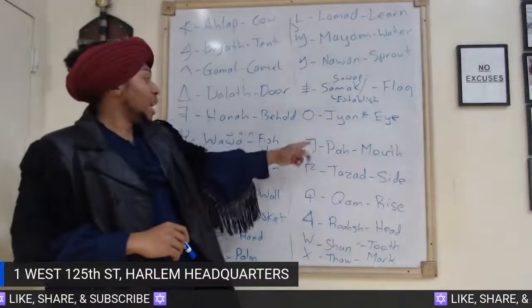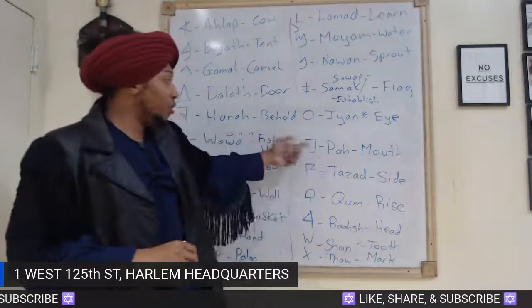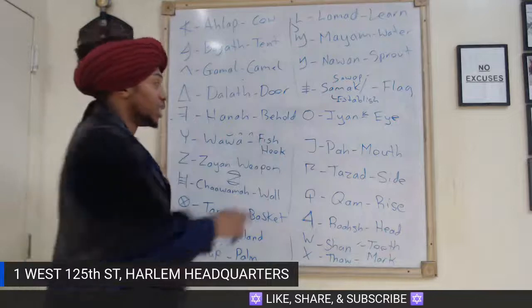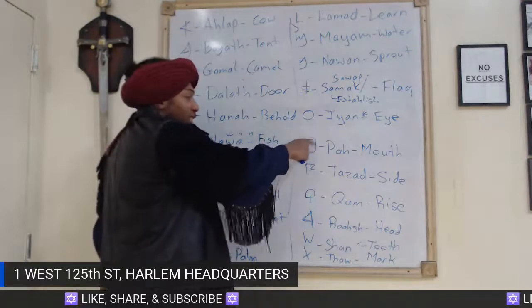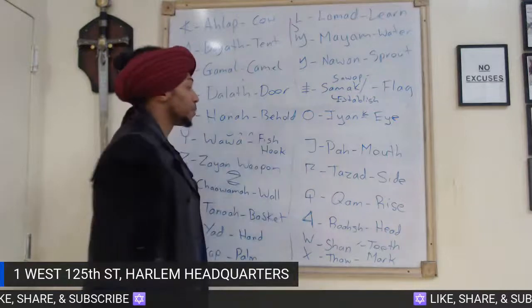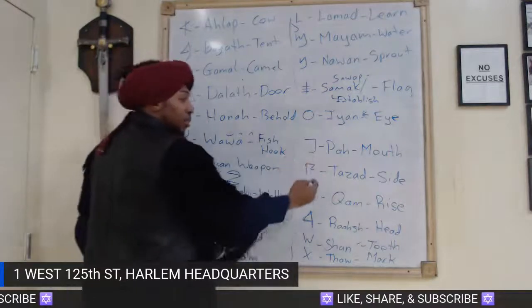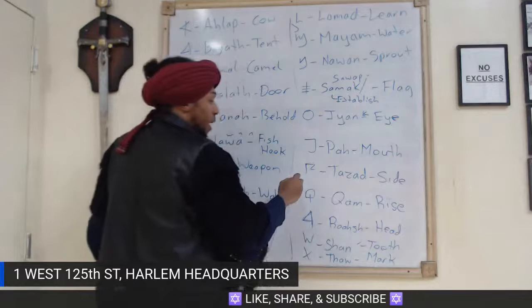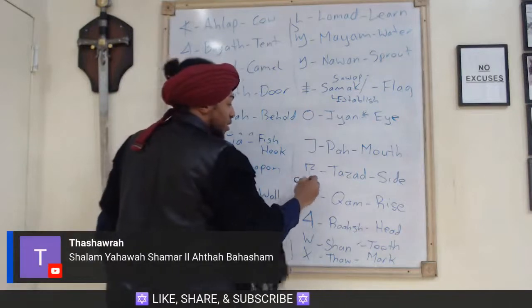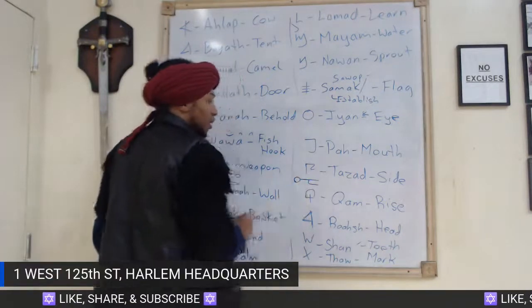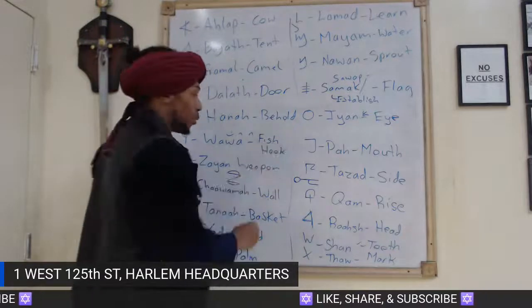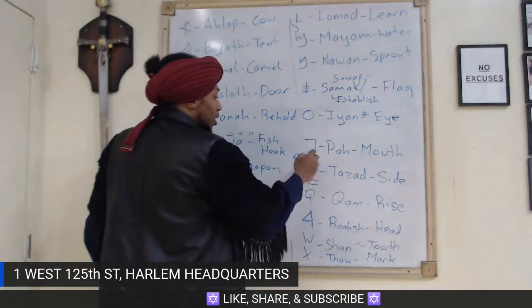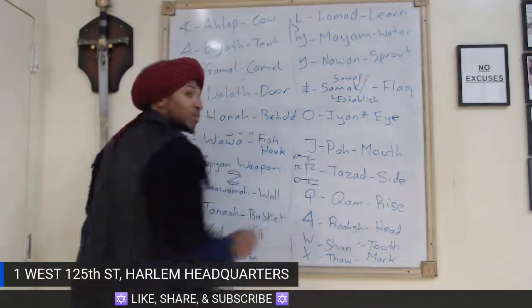Okay? And then we got pa, the figure of a mouth. This is the mouth open. This is the top of the jaw. This is the bottom of the jaw. Inside we got the tongue and teeth and everything. Right? Tazad means side. This is a figure of a man lying down on his side. Over time, in writing, we stopped doing this, right? And it just became this.